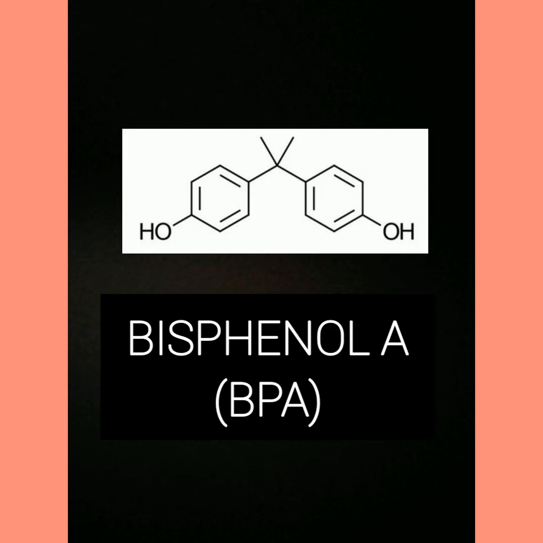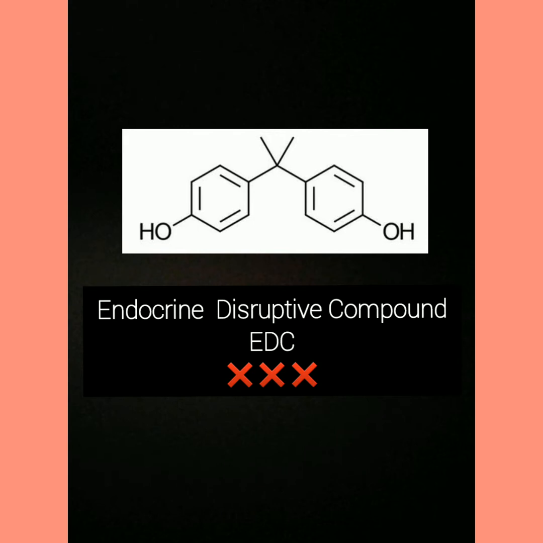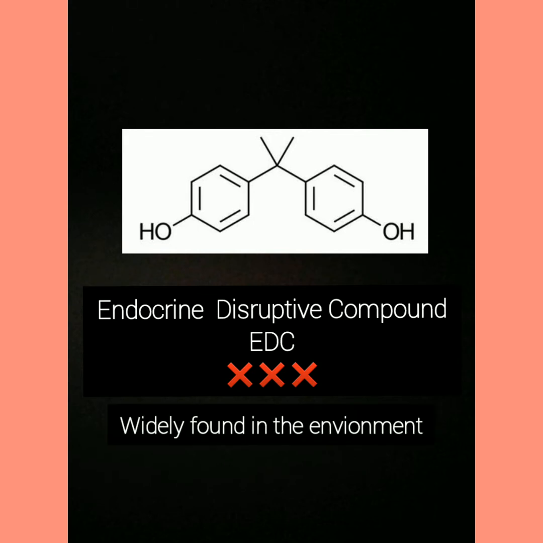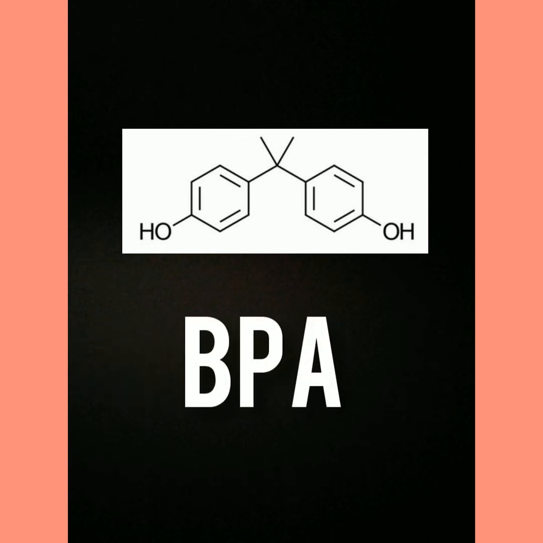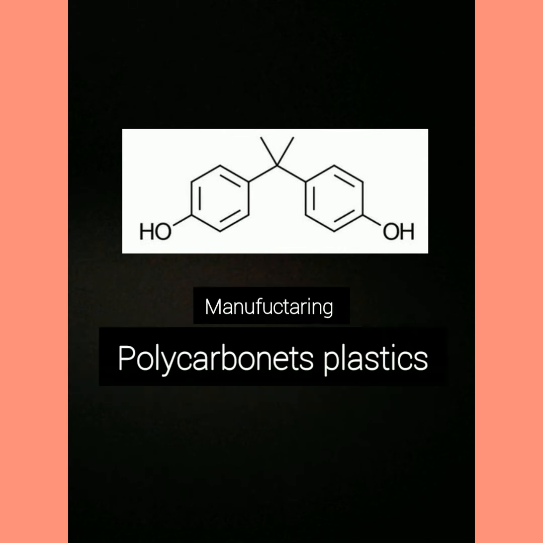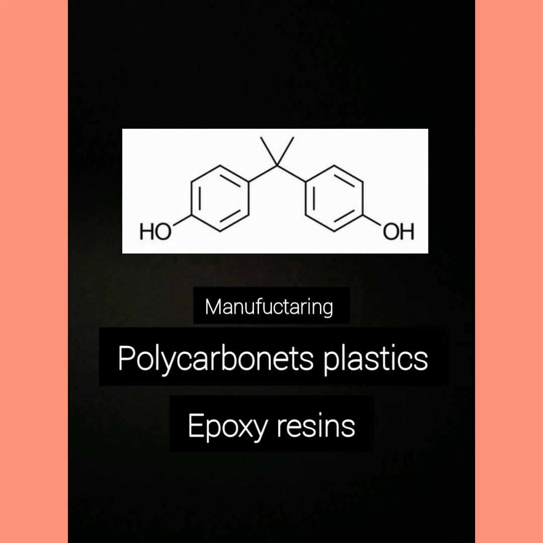As we know, bisphenol A, or known as BPA, is one of the endocrine disruptor compounds, or EDC, that is widely found in the environment due to various industrial discharge. Global production of this synthetic chemical is estimated at around 3 million tons and it is expected to increase in the future due to increasing demand. BPA is also widely used in the manufacturing of polycarbonate plastics and epoxy resins.